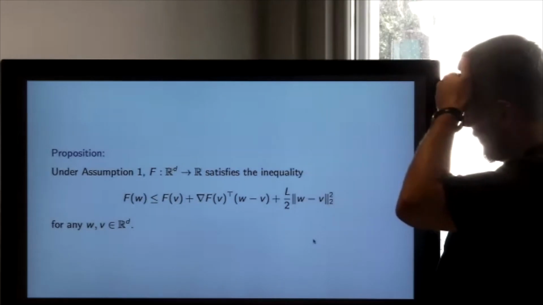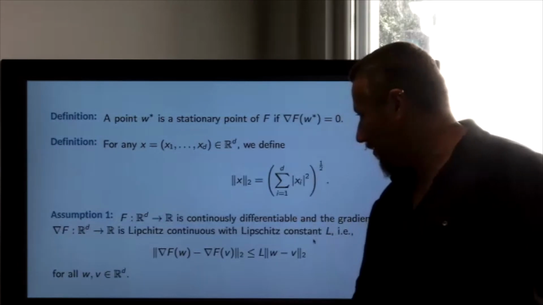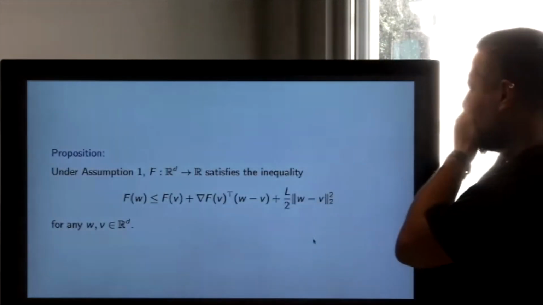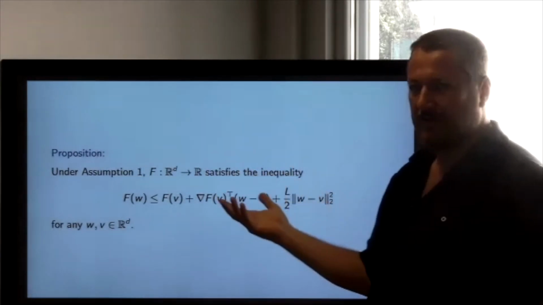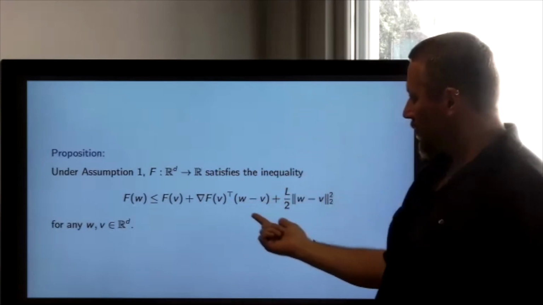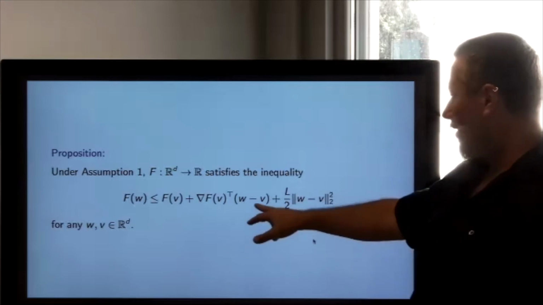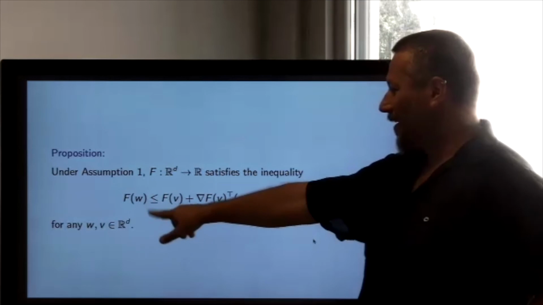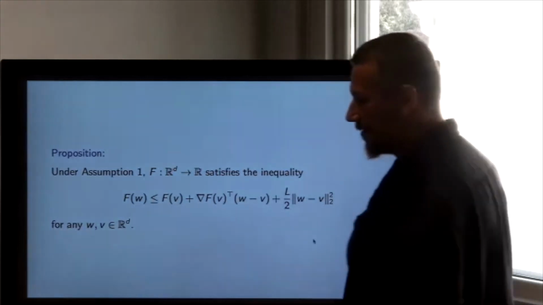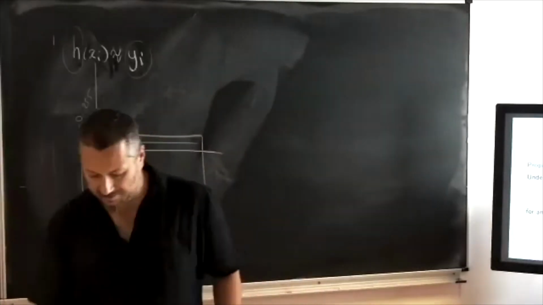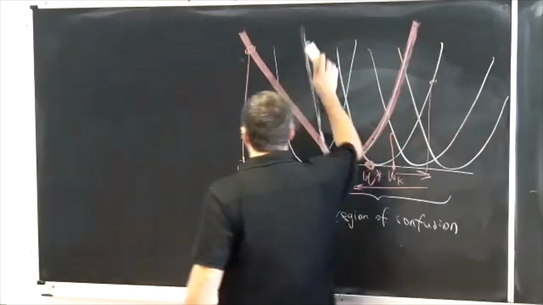Under this condition of Lipschitz continuity of the gradient, we will see that this function satisfies this very useful inequality that we will use everywhere, for any omega and v. So let me prove why this is the case. Let's start with that. Now I'm switching to the board to prove that proposition.